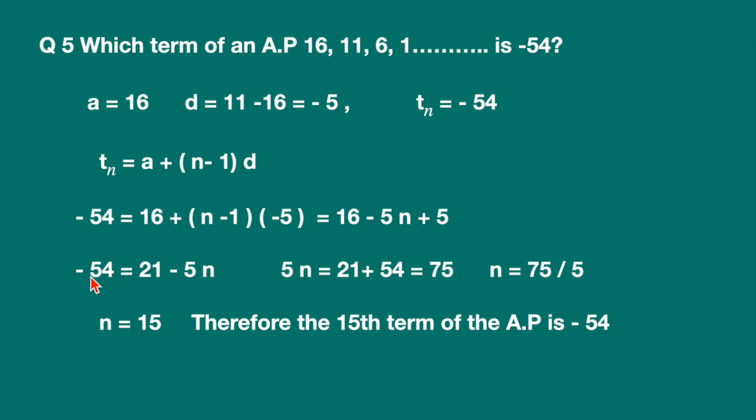Now you can simplify this easily. You will get n is equal to 15. So the 15th term of the AP is minus 54.